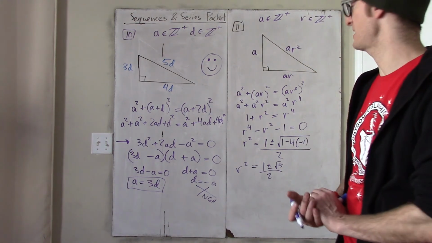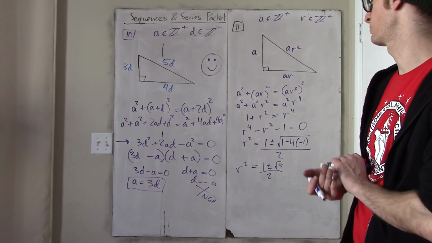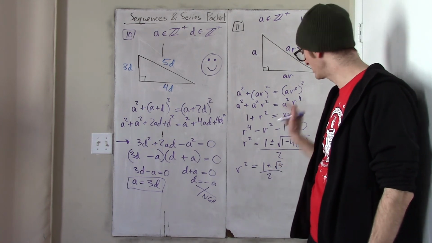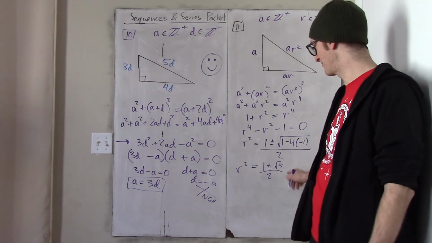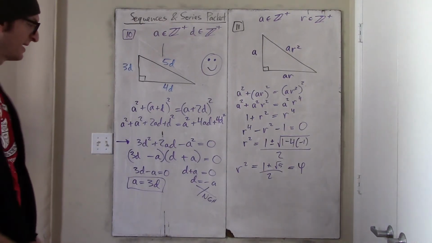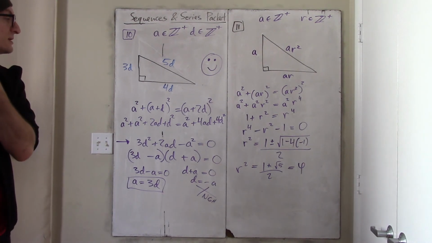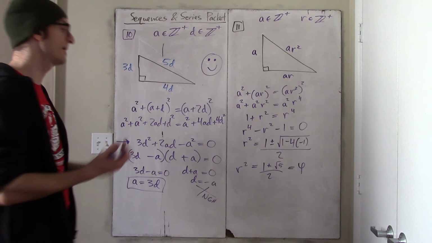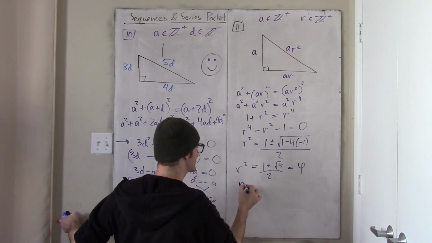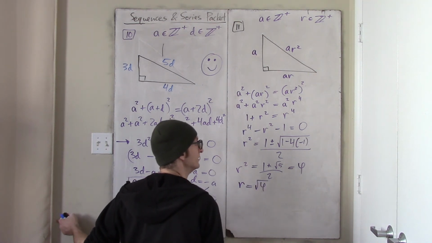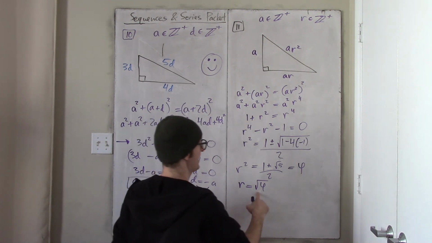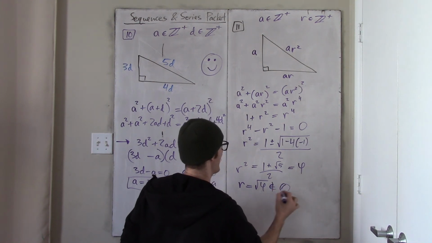Now, since r squared is positive, and root 5 is bigger than 1, this negative solution is impossible. So the only solution is this one. What is this number, 1 plus root 5 over 2? This is phi. This is the famous irrational number, phi, that we have seen. It's the golden ratio. Okay, well, in fact, what I've just shown is that r has to be the square root of phi. Okay, and this number, the square root of phi, is certainly not an integer. It's actually irrational.